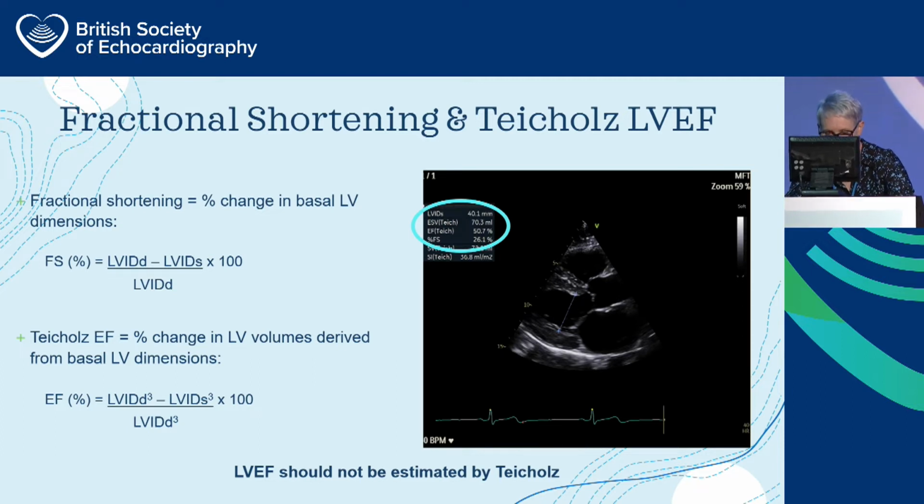Fractional shortening reflects the percentage change in ventricular dimensions, and Teichholz ejection fraction reflects the percentage change in volume, with those volumes being derived by cubing those dimensions. So both parameters reflect function in a normally shaped ventricle with uniform function. Again, any regional wall motion abnormalities outside of those walls will overestimate the systolic function. So don't use them. It's just useful to know what they are on the slide when you see them.